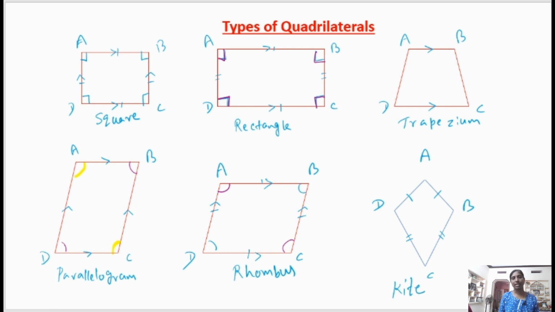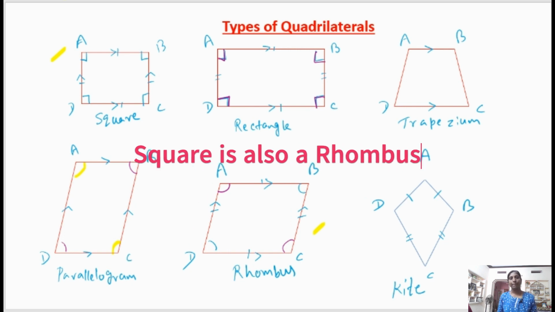So the first figure is a square, then rectangle, trapezium, parallelogram, rhombus, and kite. Now let's see the difference between these. Look at the square and look at the rhombus. A square is also a rhombus, because a square satisfies all the conditions of a rhombus. In a square, opposite sides are parallel.